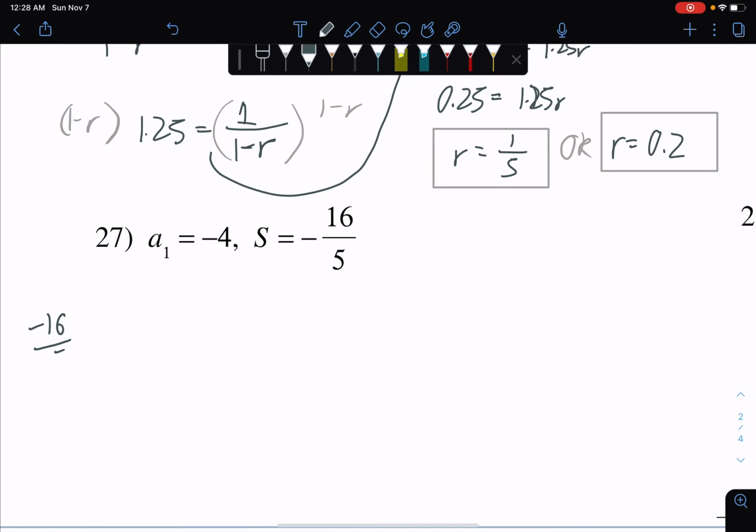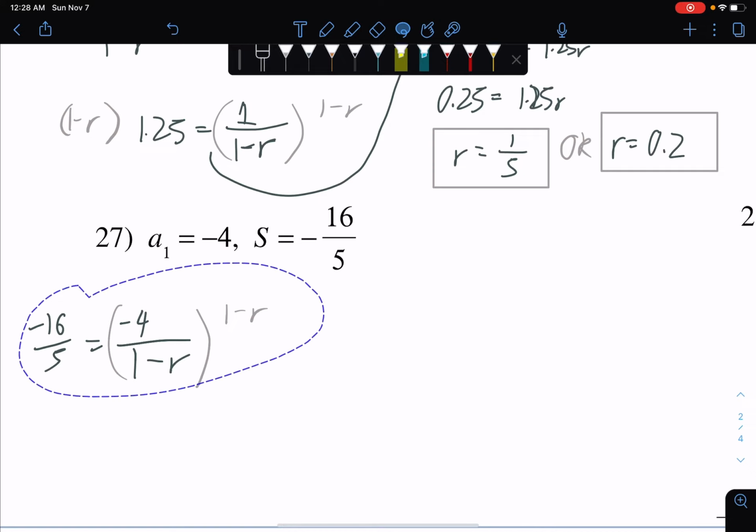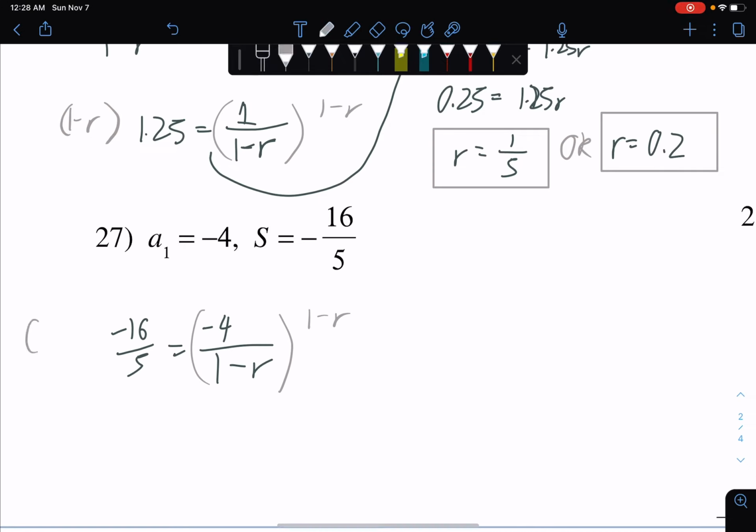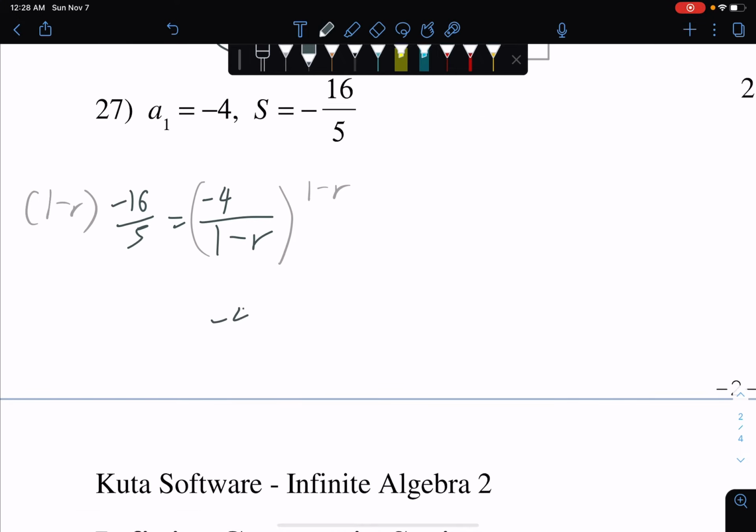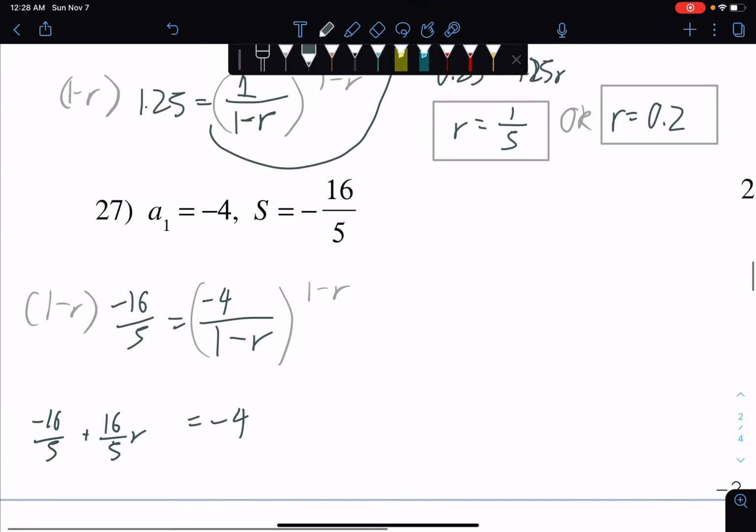So the same strategy. So S is equivalent to a sub 1 divided by 1 minus r. Multiply both sides by the denominator. Let's move this again. We lack space on the left side. There you go. And we don't have the denominator on the right side, so this is negative 4. Distributive property, negative 16 over 5 plus, so double negative will be positive, plus 16 over 5r. We have another problem. We have a denominator of 5.